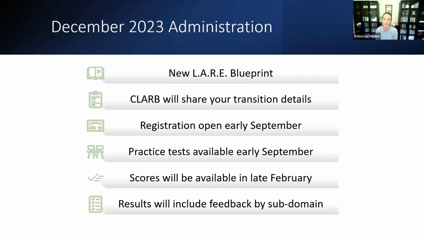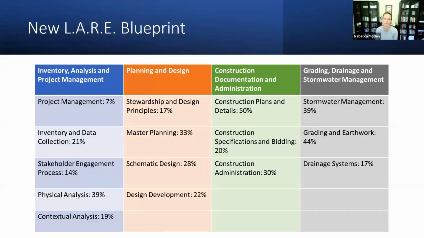Because it's a new blueprint, we have to set a new cut, and so it's a different process. We will be setting that cut score and determining the minimal threshold for passing. And so scores will come out in late February. And the results that you get will include, if you fail, feedback by subdomain. And when we go through the blueprint, I'll walk through what that means.